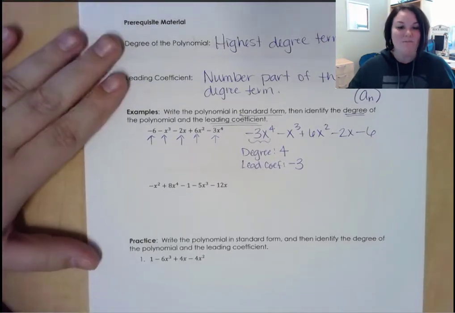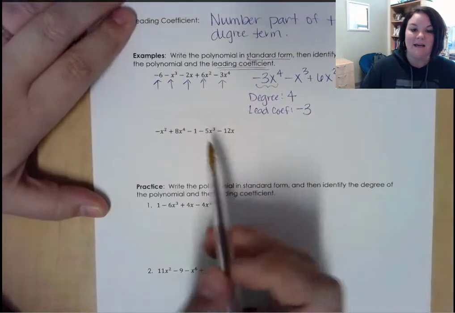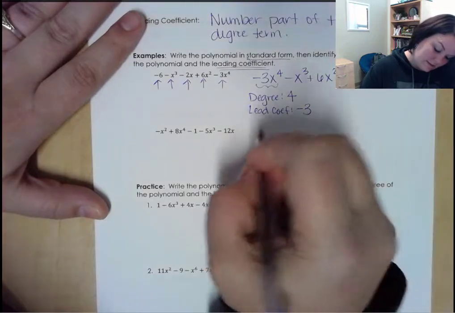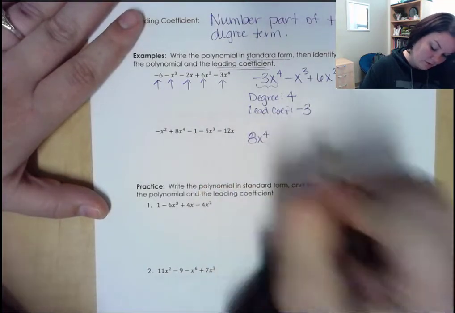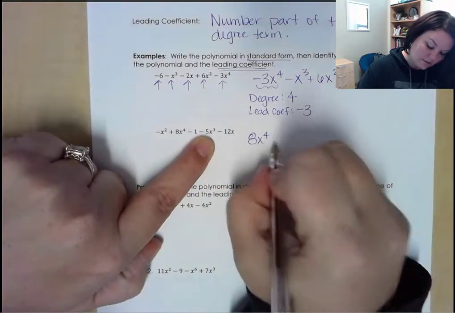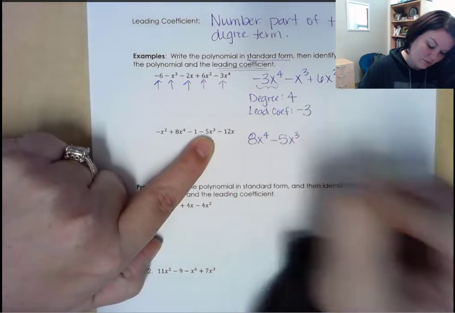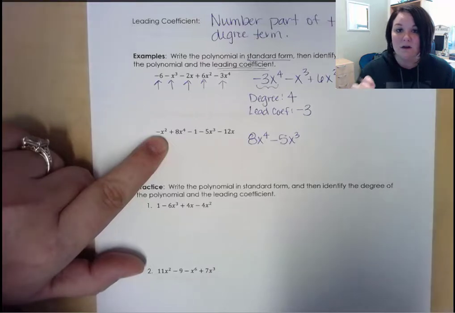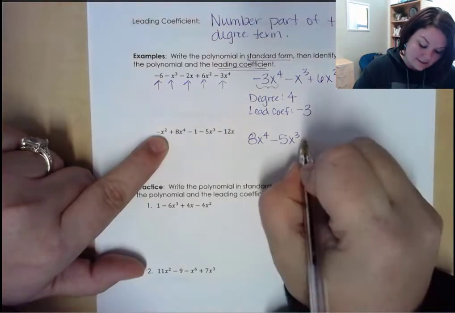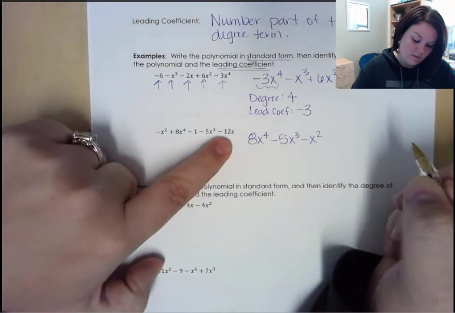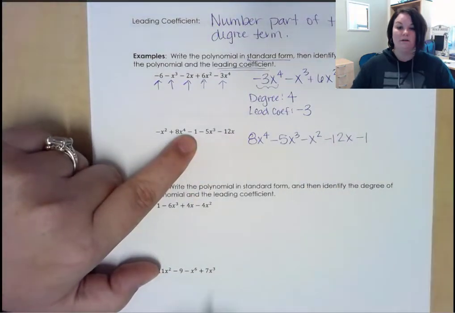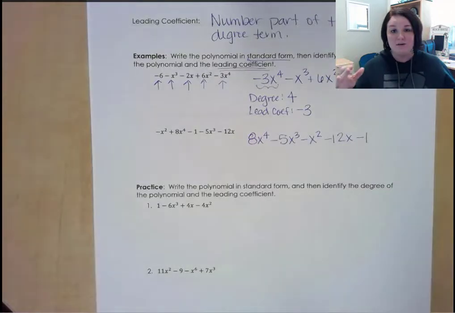Let's look at one more, and then I'll have y'all try a couple, and then that's the whole section. So this one, again, the highest power of x is an x to the fourth, so this is going to give us 8x to the fourth. Then our x cubed, so minus 5x cubed. Then our squared term, always take the sign in front of the term with it, so this is a negative x squared. Then we have a negative 12x, and then we have a negative 1. Okay, so we have it written in standard form.